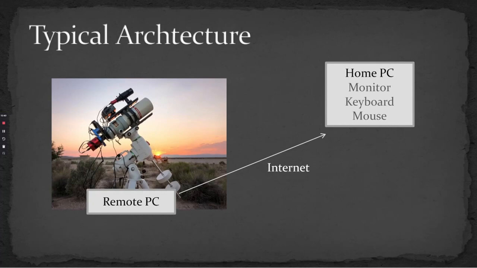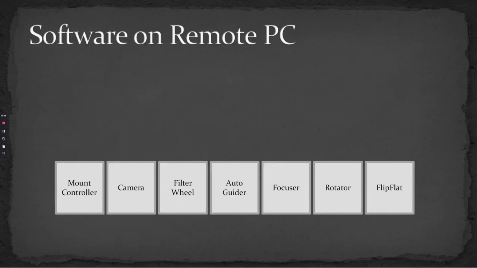So let's expand a little bit on the typical architecture and the way the software works. I talked earlier about using a remote PC that basically has all of the software that you would use to control your telescope as if you were sitting next to it. So that would be a mount controller, a camera controller, a filter wheel, auto guider, focuser, rotator, flip flat, all of those things that you would normally control on your computer. All of that software is installed on the remote PC.